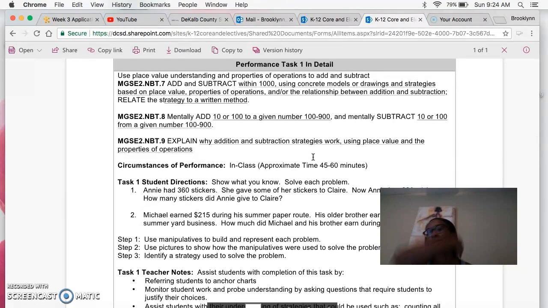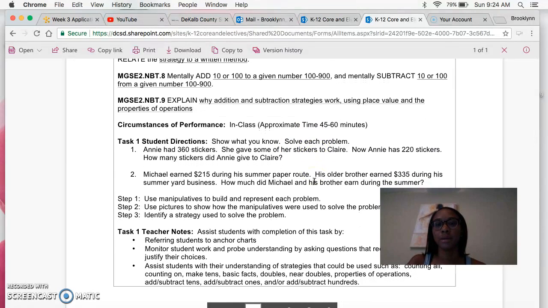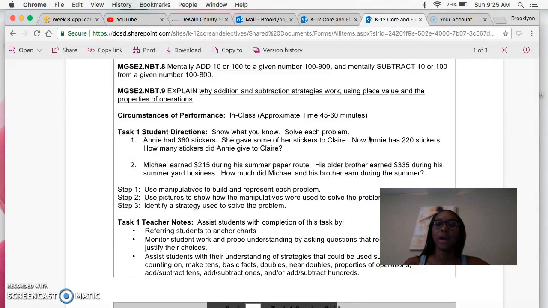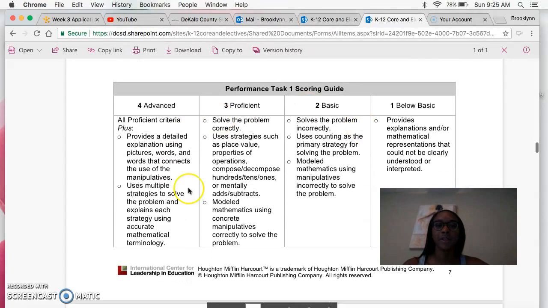directions. Sorry, they did give us directions. Show what you know, solve each problem. So you have word problems, and you're solving the problems, but it wasn't a pencil paper thing. It was a project. This whole problem would have been a project. And you see it takes 45 to 60 minutes, which is kind of a long time for a Friday. And just going back to, people wanted pencil paper. And then they had a scoring guide for the unit, or for the task.